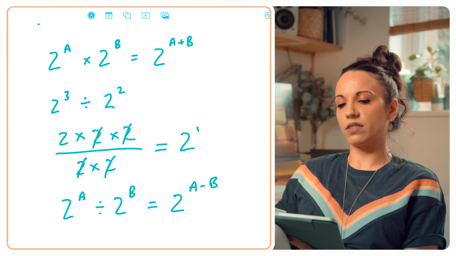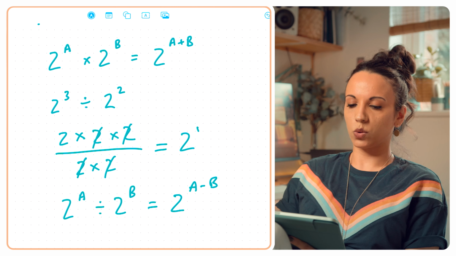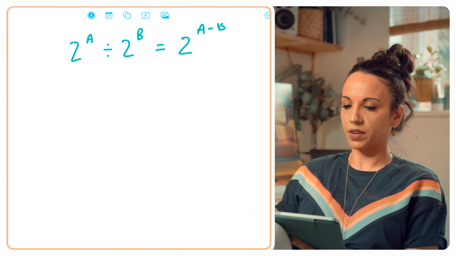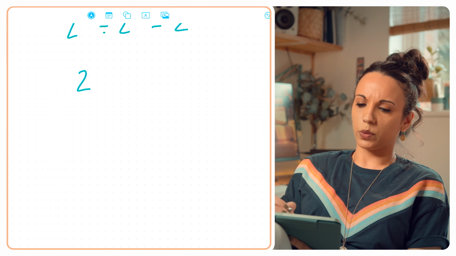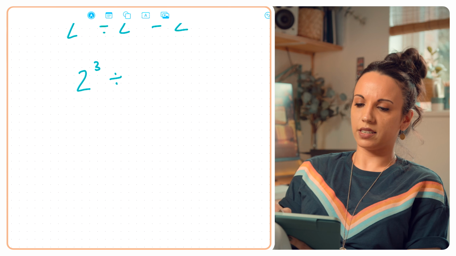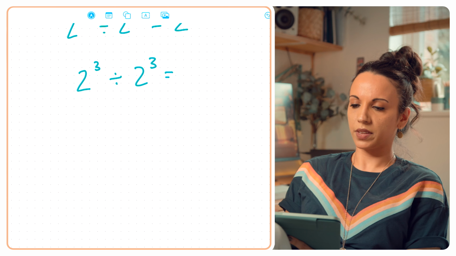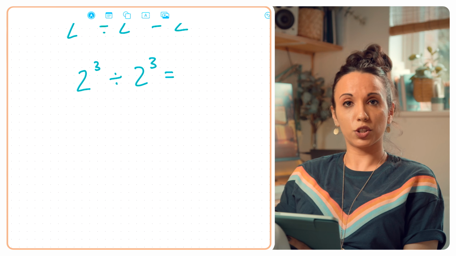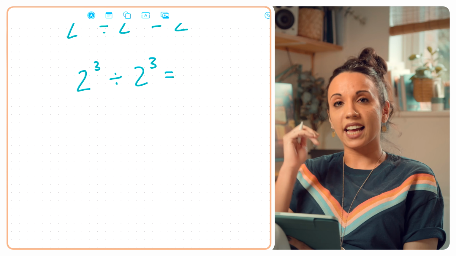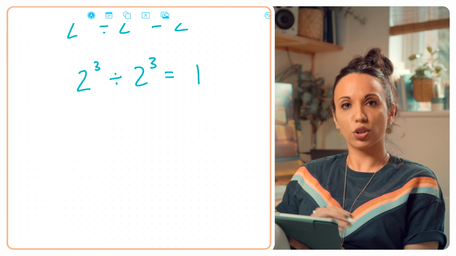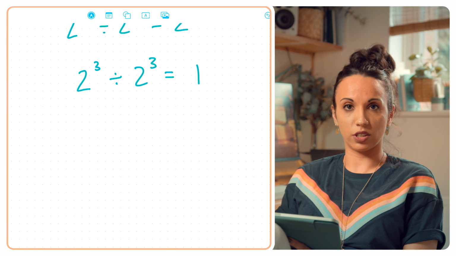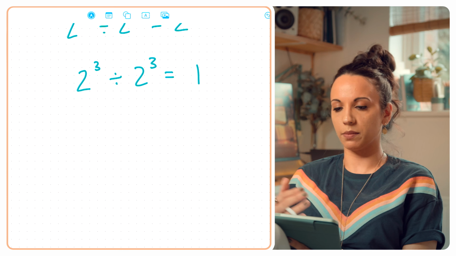So now let's have a look how that would have helped us to work out 7 to the power of 0. Well, we know that, let's say, for example, we have 2 to the power of 3 divided by 2 to the power of 3. Now, we know from just our normal division rules that if we take something and divide by itself, we're going to get 1. So we know that 2 to the power of 3 divided by 2 to the power of 3 is going to be 1 because it's something divided by itself.